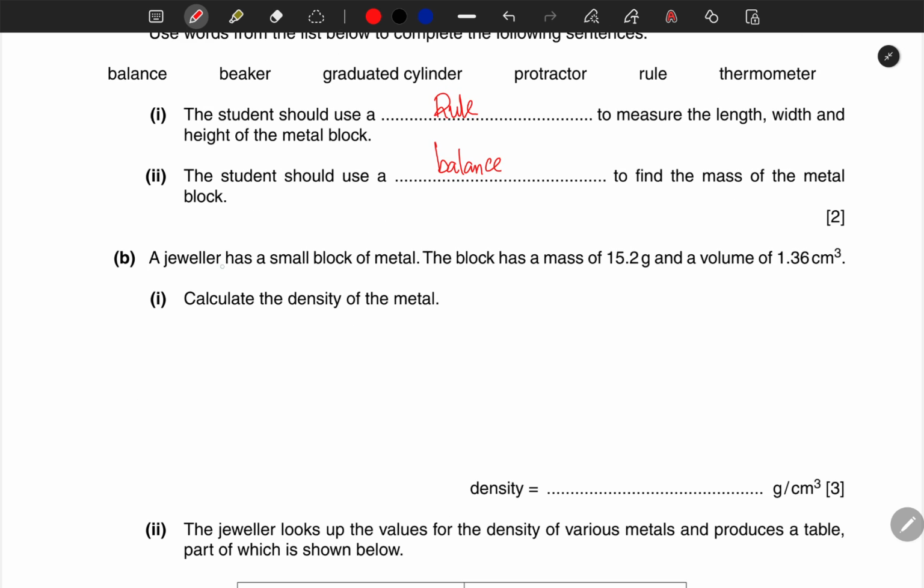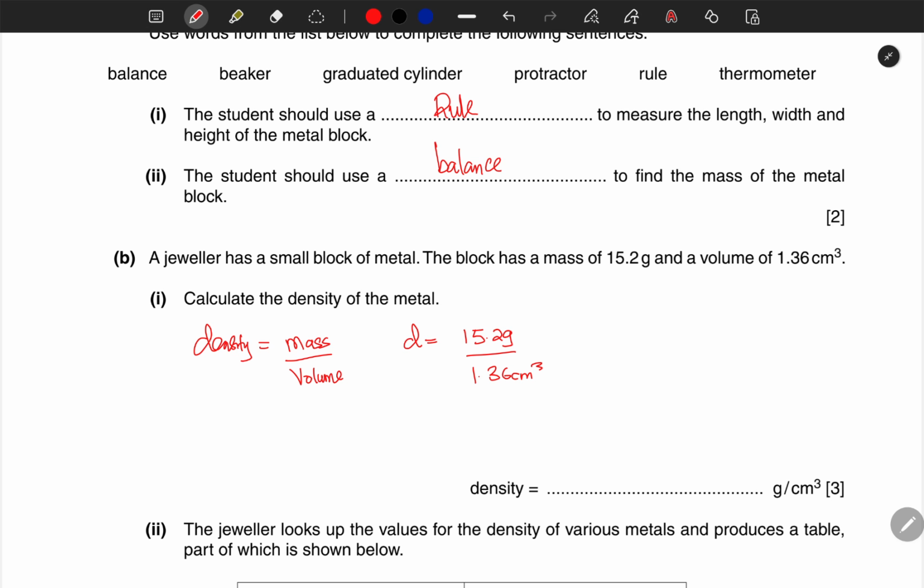Question B, a jeweler has a small block of metal. The block has a mass of 15.2 grams and a volume of 1.36 cubic centimeters. Calculate the density of the metal. So step 1, we know that density is given by mass divided by volume, right? And we can say let density be this one. So the mass is 15.2 grams and the volume is 1.36 cubic centimeters.